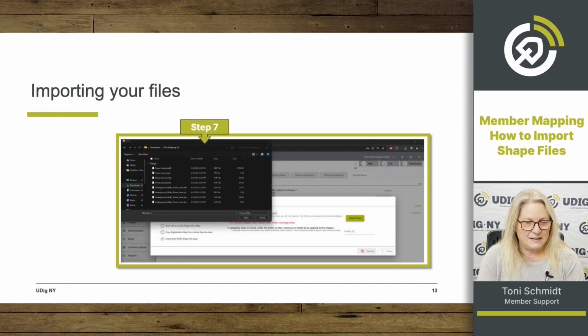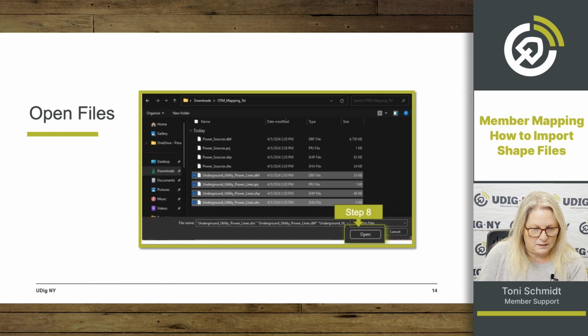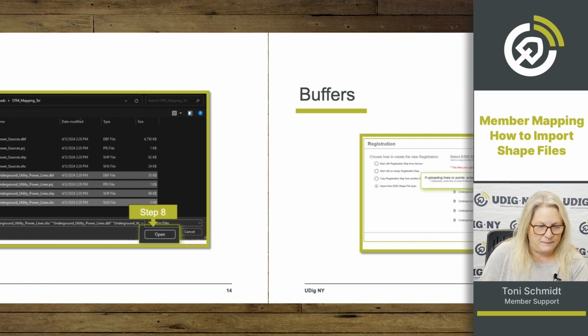Step 7, select the files you want to import. You can select all the files at once or repeat the steps for each file. To select files, you can hold down the Control or the Command and use your mouse to select each file. Step 8, once all files are selected, click Open to have the files opened in Exactix.